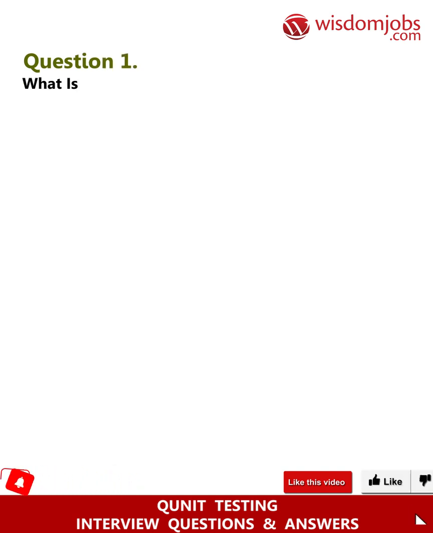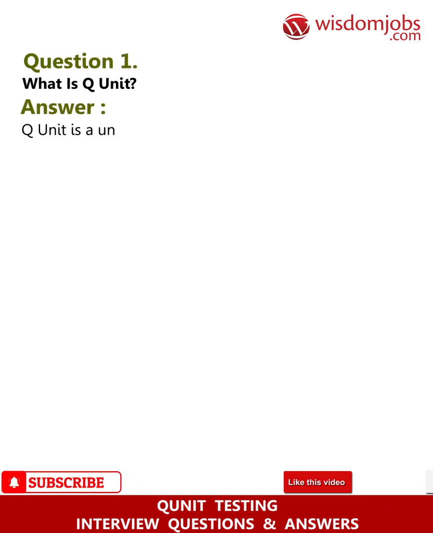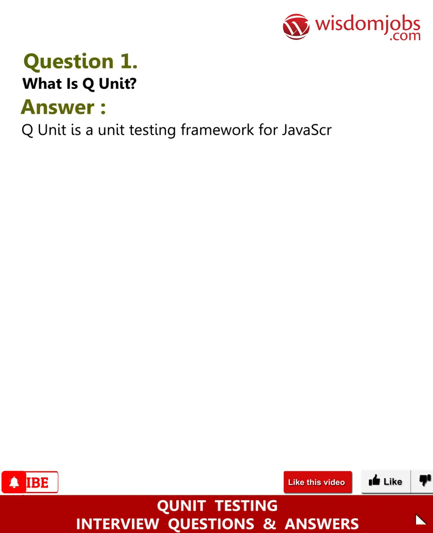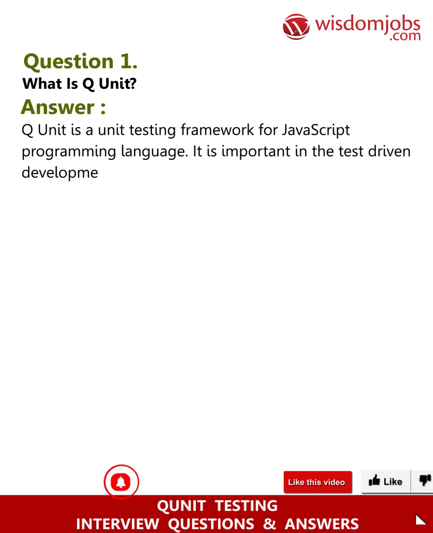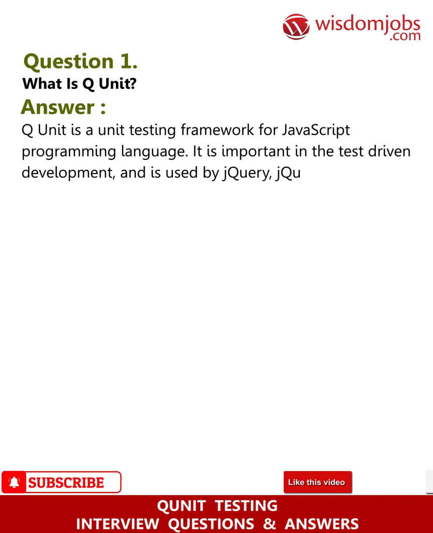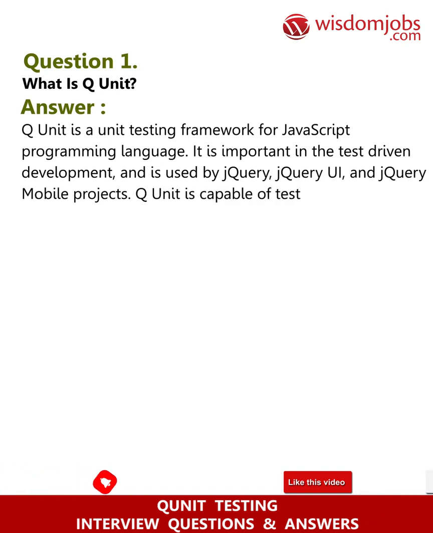Question 1. What is QUnit? Answer. QUnit is a unit testing framework for the JavaScript programming language. It is important in test-driven development and is used by jQuery, jQuery UI, and jQuery Mobile projects. QUnit is capable of testing any generic JavaScript code base.